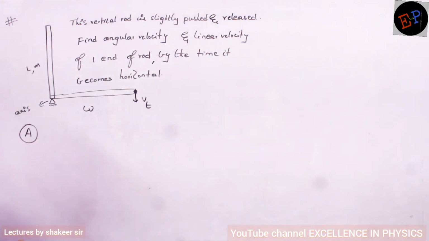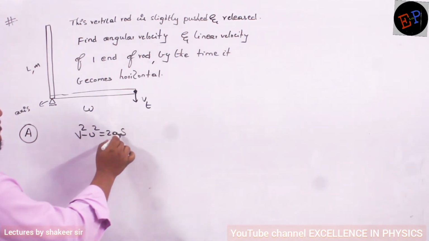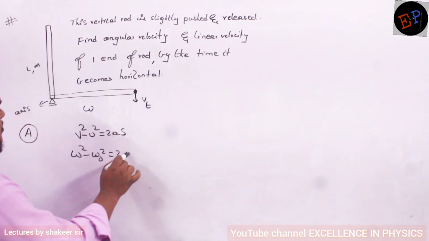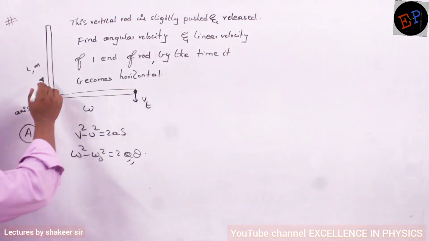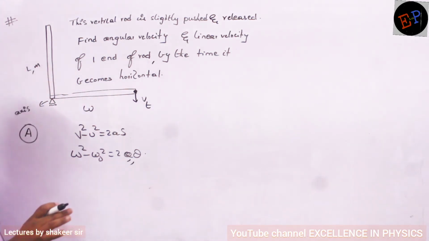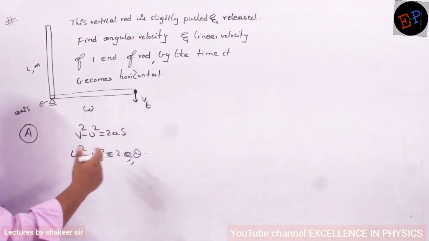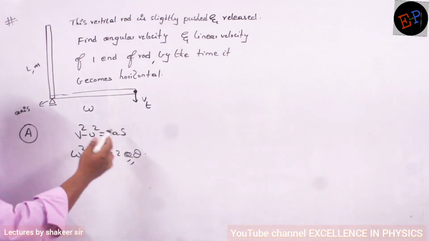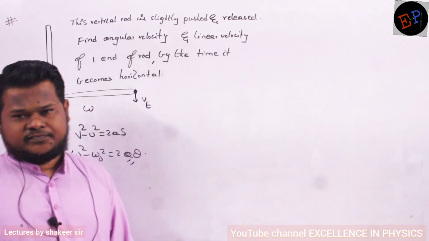One method she is saying is using v square minus u square is equal to 2as. That is omega square minus omega naught square is equal to 2 alpha into theta. But here I don't know the alpha value. And the torque acting on this rod also is not constant. So by using the integration process only, we can calculate in this method, but we have to use calculus. Without calculus, how can I do it?